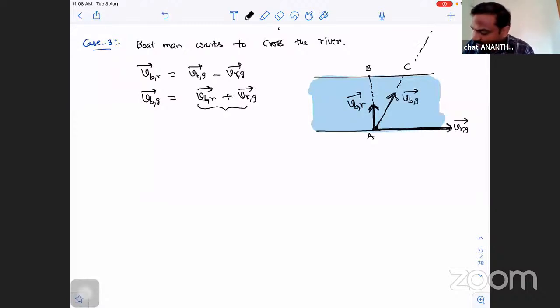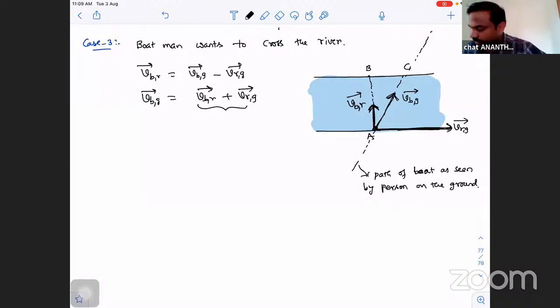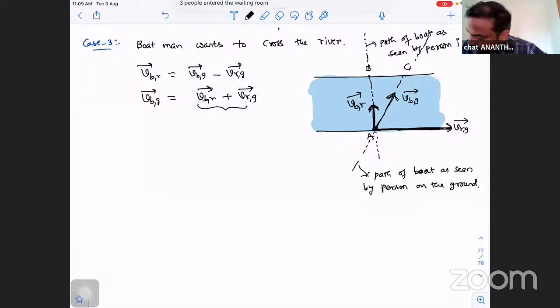So this is the path of the boat as seen by the person on the ground. The ground person will see that the boat is moving at an angle. But this is the path of the boat as seen by the person inside the boat.